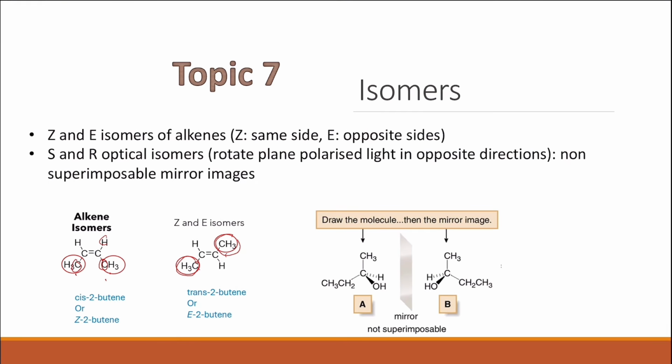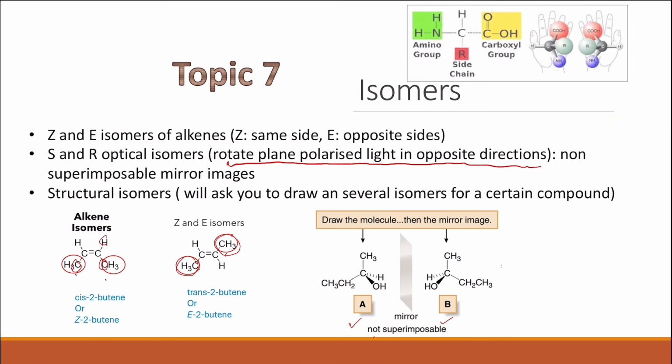The optical isomers: how can we differentiate between two optical isomers? This is a common question in your exam. This is because they're going to rotate plane polarized light in opposite directions. They are non-superimposable mirror images, so your answer will be rotation of plane polarized light in opposite directions. This is when we have a chiral center, a carbon which has four different groups attached to it, and then we can have two non-superimposable mirror images for the compound. These two are optical isomers.